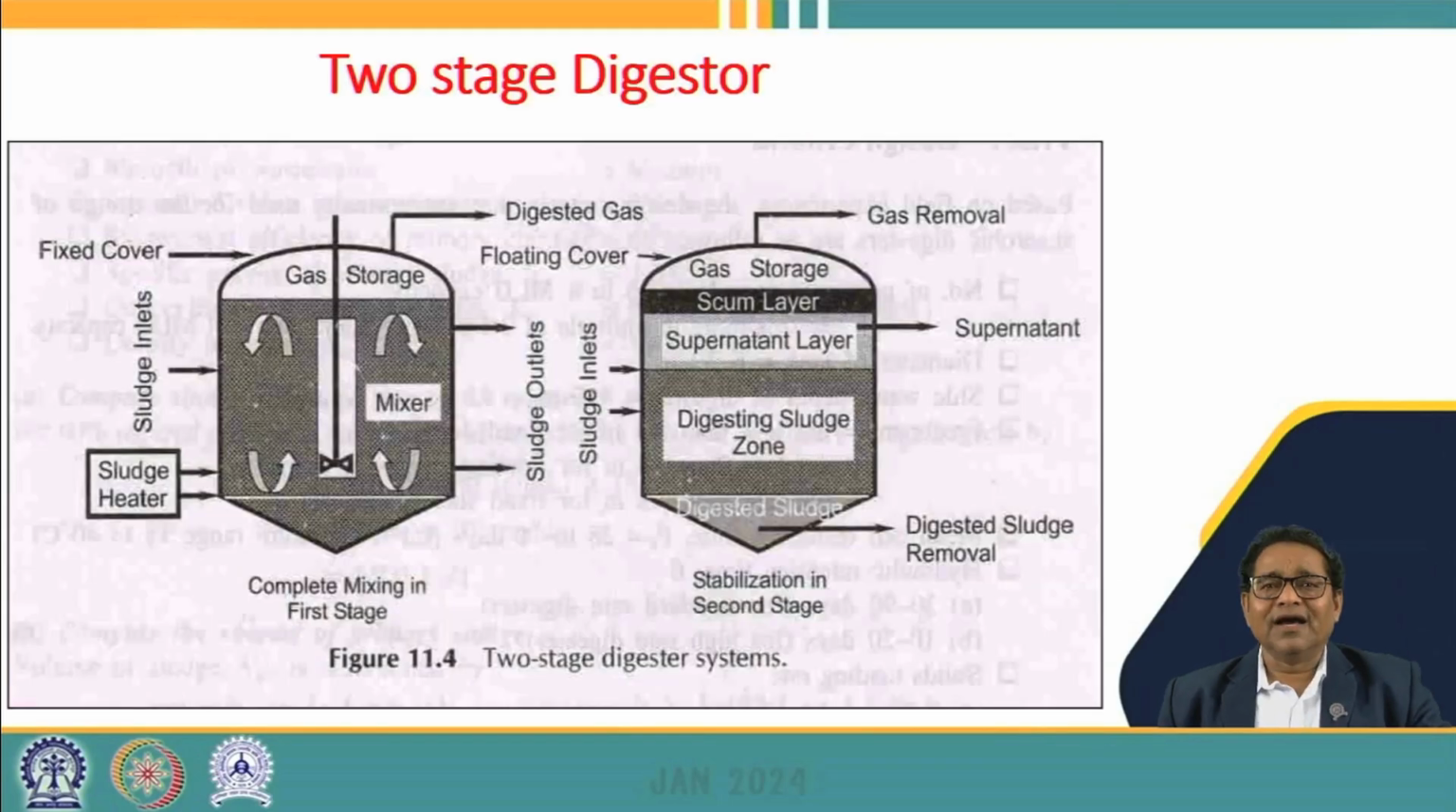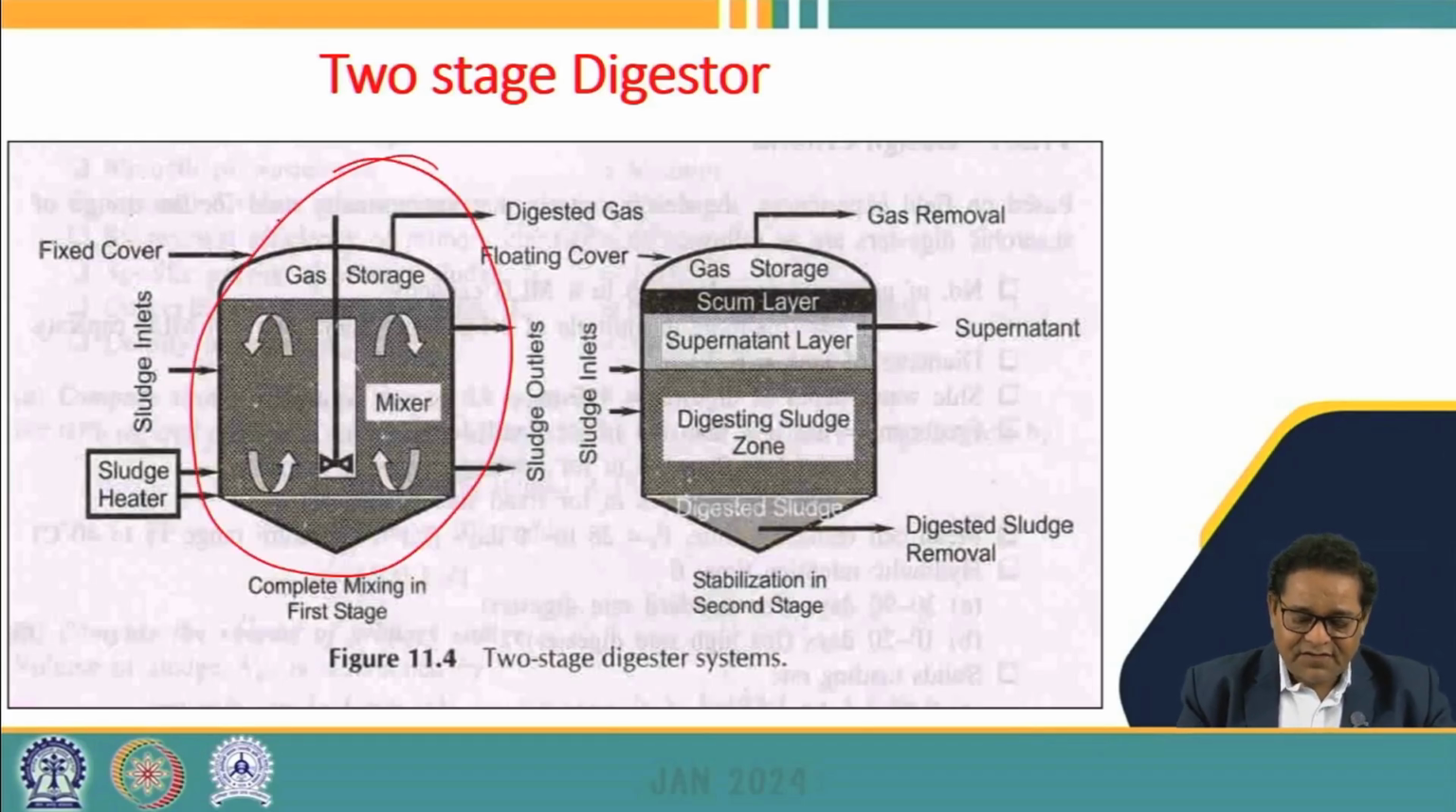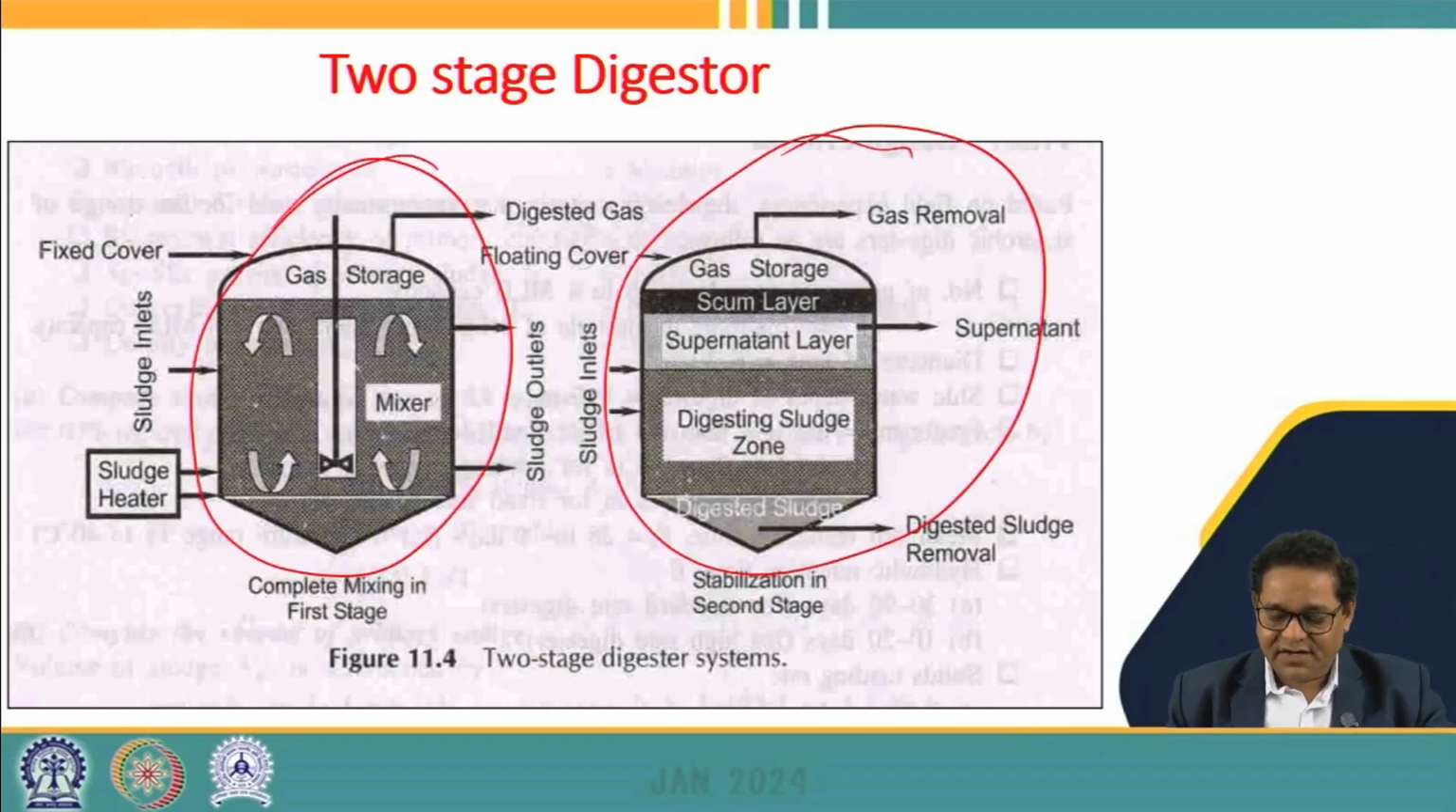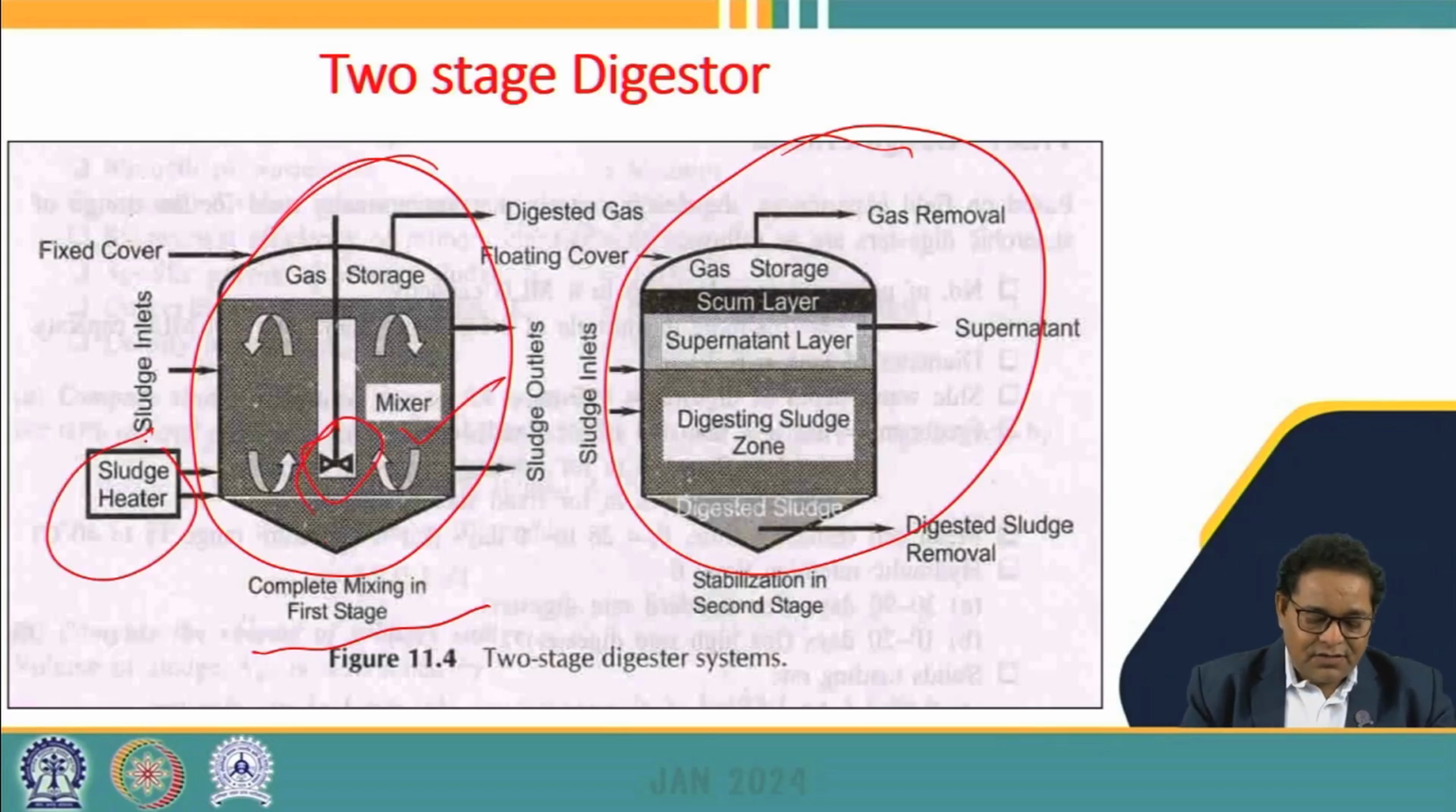So this is a diagram of the two-stage digester. Here, if we see, this is the first stage digester and this is the second stage digester. This is a completely mixed type of single stage digester, where mixing is done, a mixer is there, and heating is also done. So this process is like a two-stage digester connected in series with another single stage standard rate digester, where no mixing is done and no heating is done.